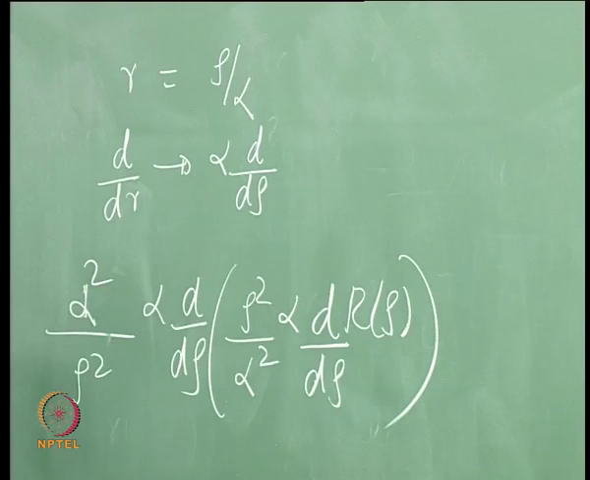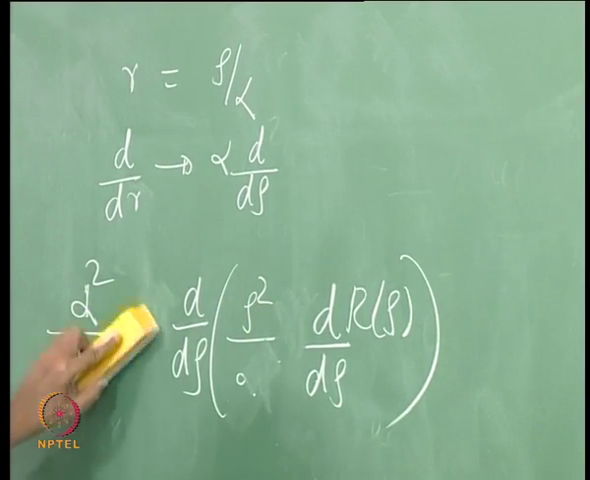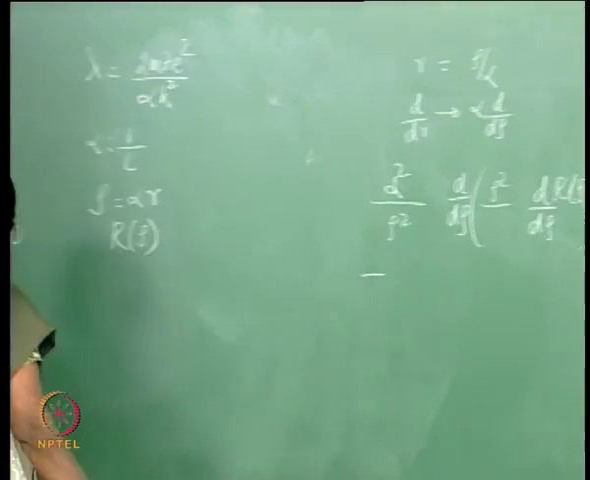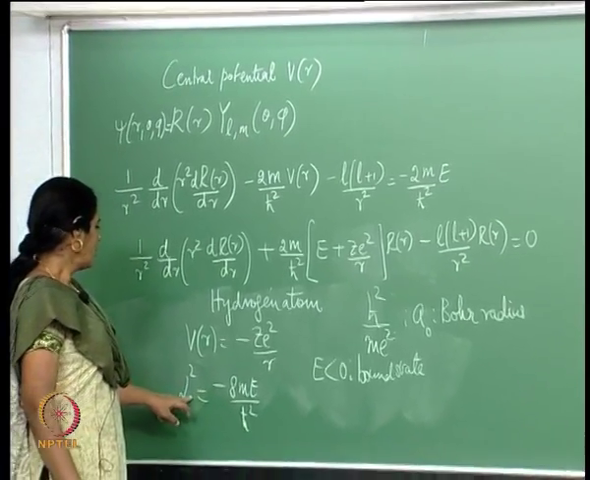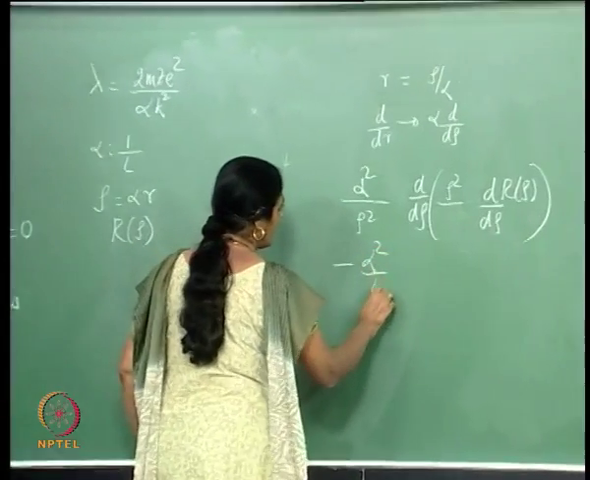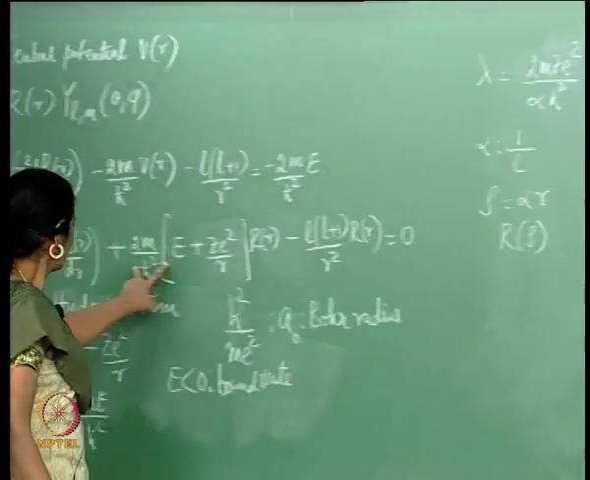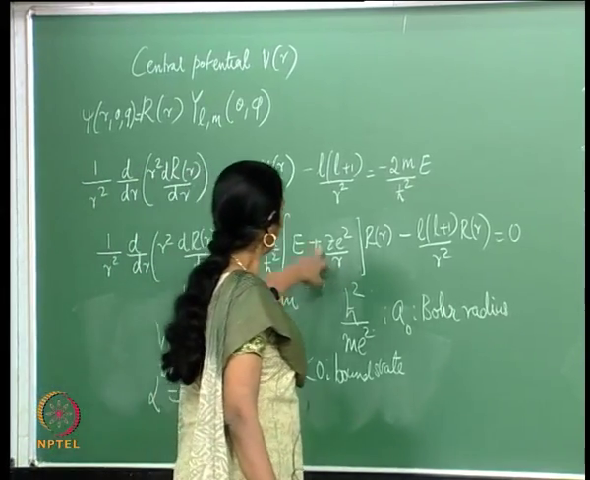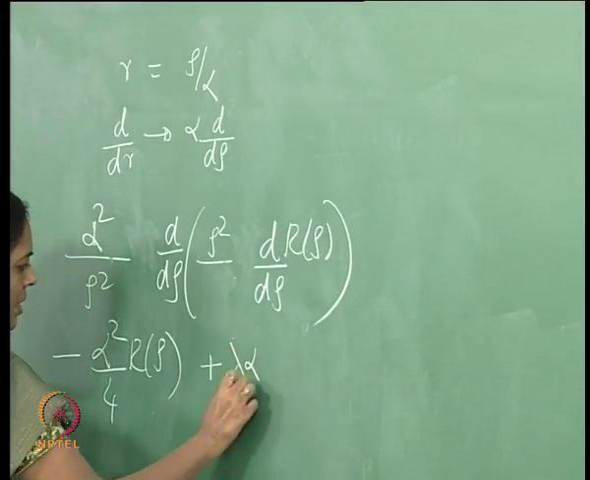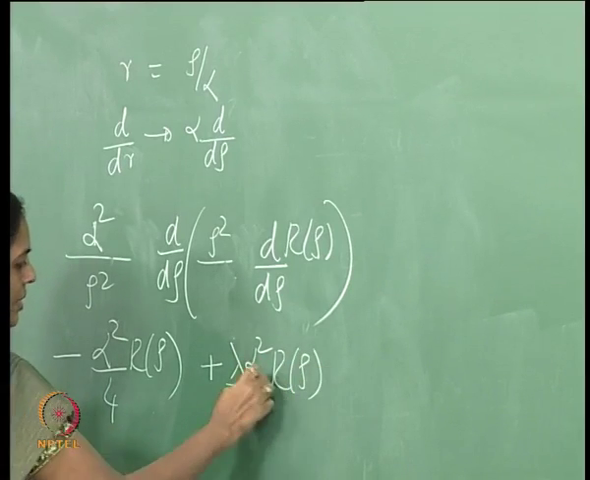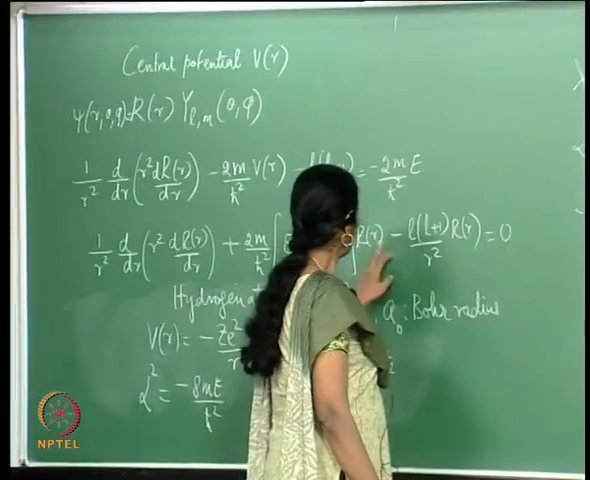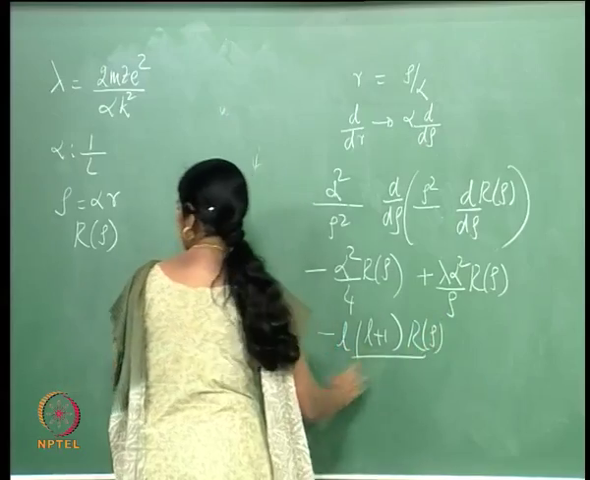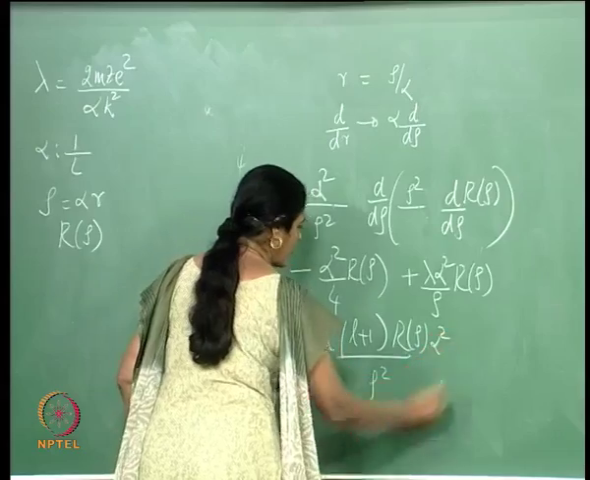That is the first term. And as you can see, the alpha squareds here cancel out. I have an overall alpha squared there, and that is all there is in the first term. The second term is plus 2mE by ħ squared, and that means it is minus alpha squared by 4 R of rho. That is this term. 2m Z e squared by ħ squared alpha is lambda. Therefore, I have lambda alpha by r, that gives me another alpha out there. So, it is lambda alpha squared by rho, minus L times L plus 1 R of rho by r squared, which gives me a rho squared alpha squared. This is equal to 0.